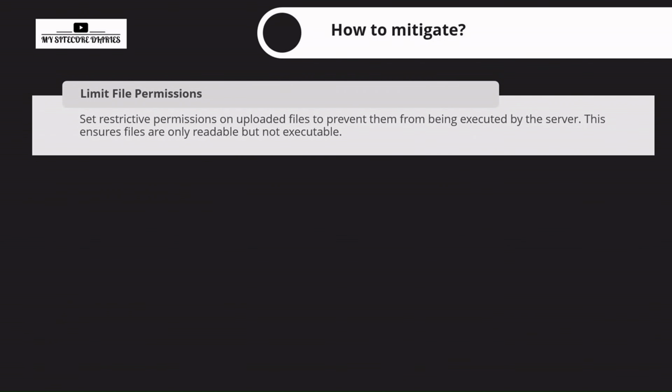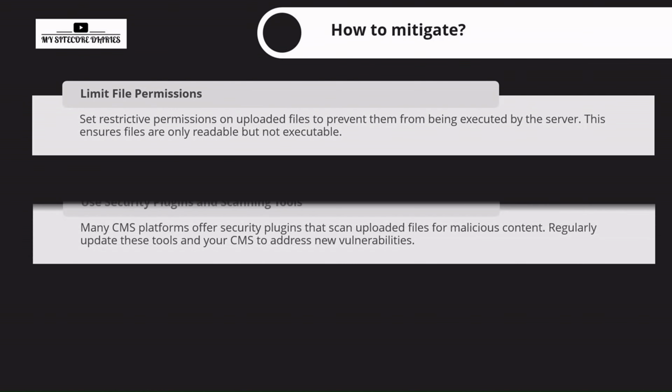Limit file permissions. Set restrictive permissions on uploaded files to prevent them from being executable by the server. This ensures files are only readable but not executable. So if you have limited file permissions, then files can only be read but not executed. That will also limit the attackers.